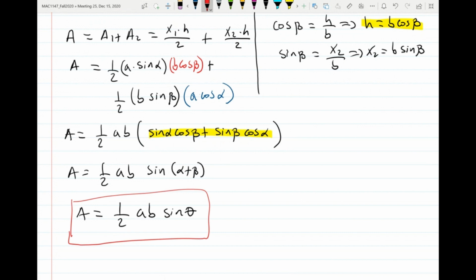Questions on how we obtain this formula? Questions?